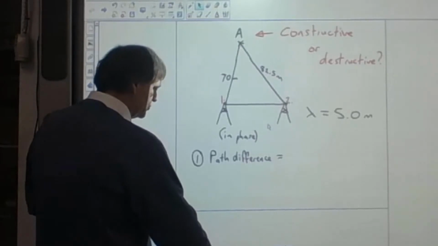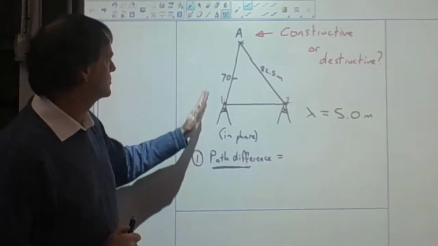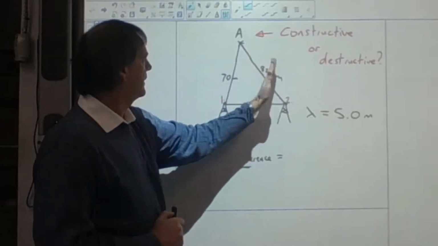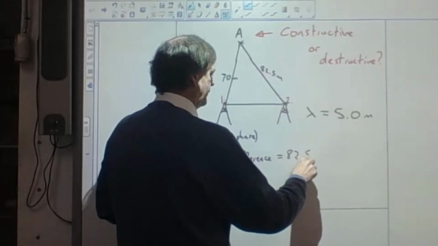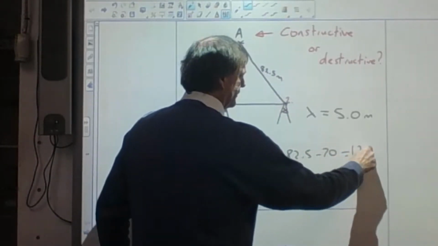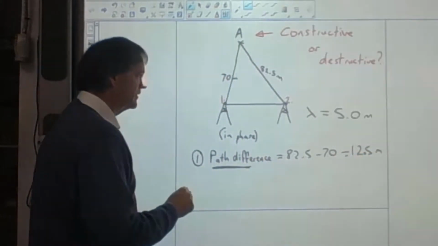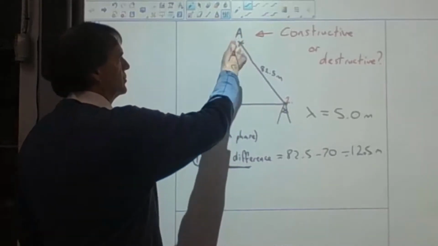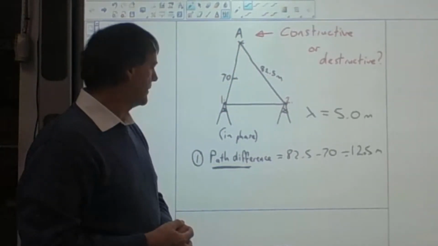As a general rule, you should work with path difference first for all your interference questions. So the path difference here, which one travels further and by how much? If we look at that, it'll be 82.5 take away 70. You get your 12.5 metres extra distance travelled. So that's step one. What is the path difference between the two wave sources to that point we're talking about on a screen, or in this case, trying to receive a signal a distance from a tower?